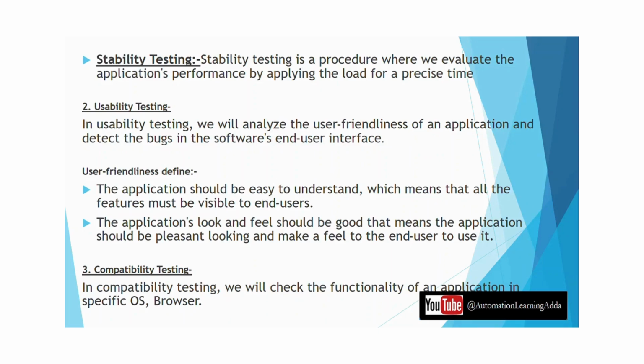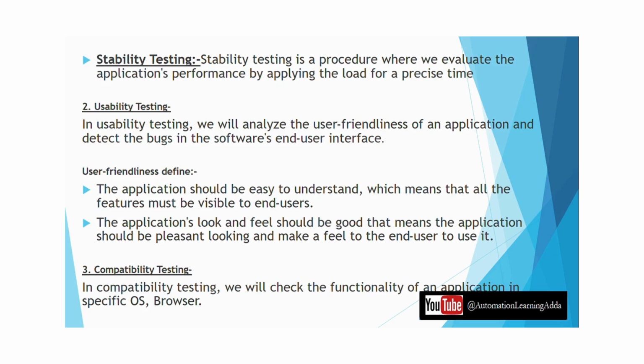Stability testing. Stability testing is a procedure where we evaluate the application performance by applying the load for a precise time. Basically, in stability testing, we apply the load for a certain time and we check the stability of the application, whether it is stable or not under the load we have given for that time. So we keep the load greater than or equal to the desired load and check the stability of the application, whether it is working smoothly under that time and under that workload. So that is done in stability testing.